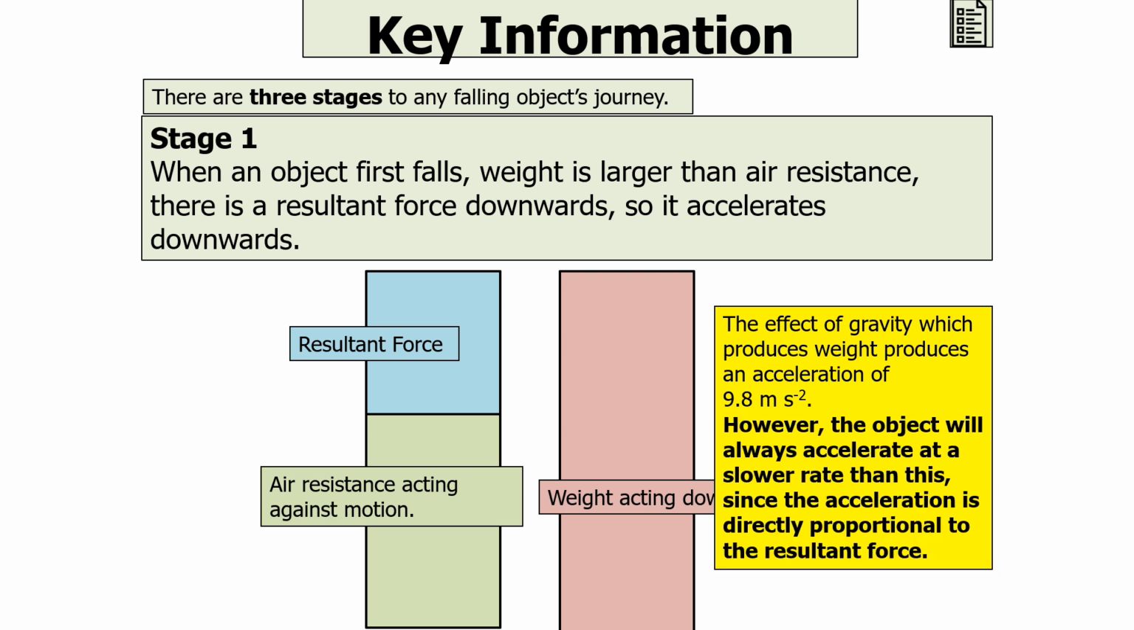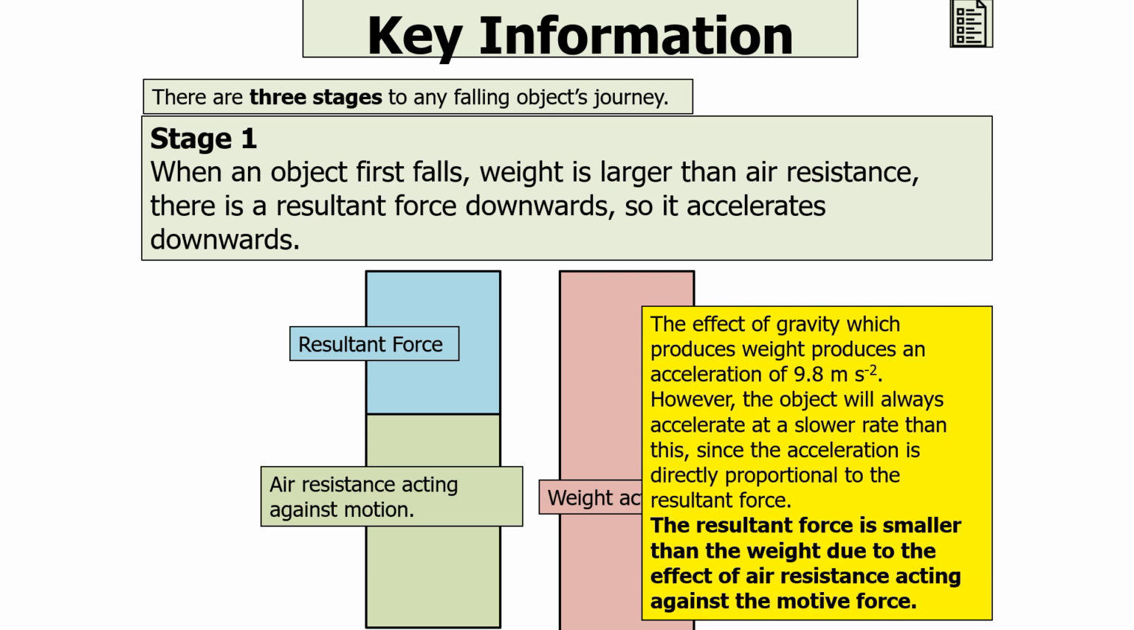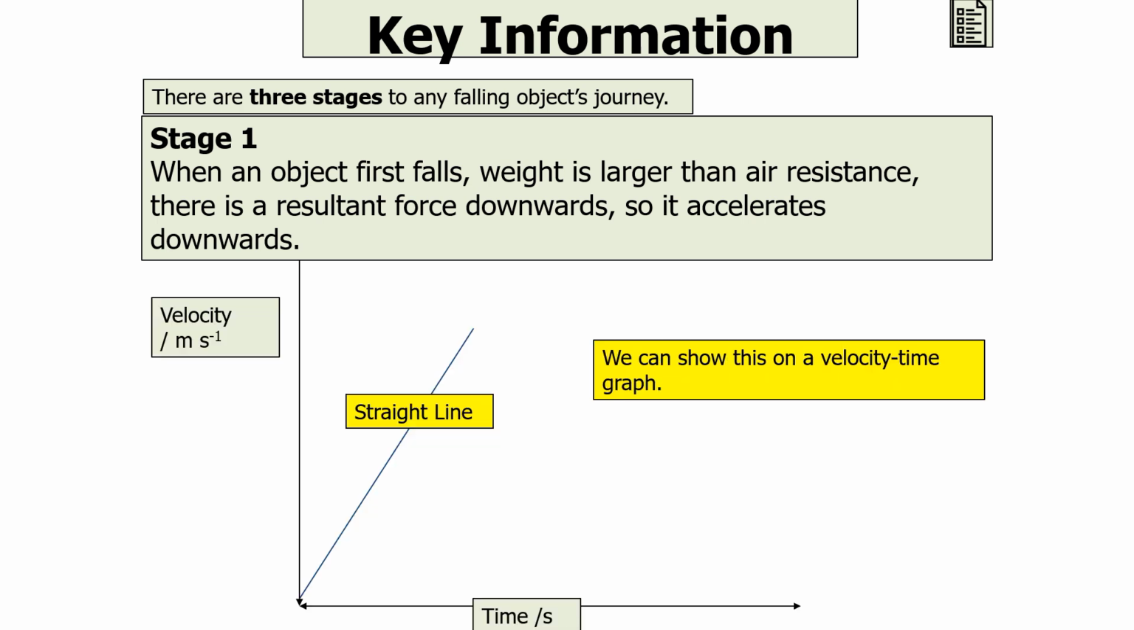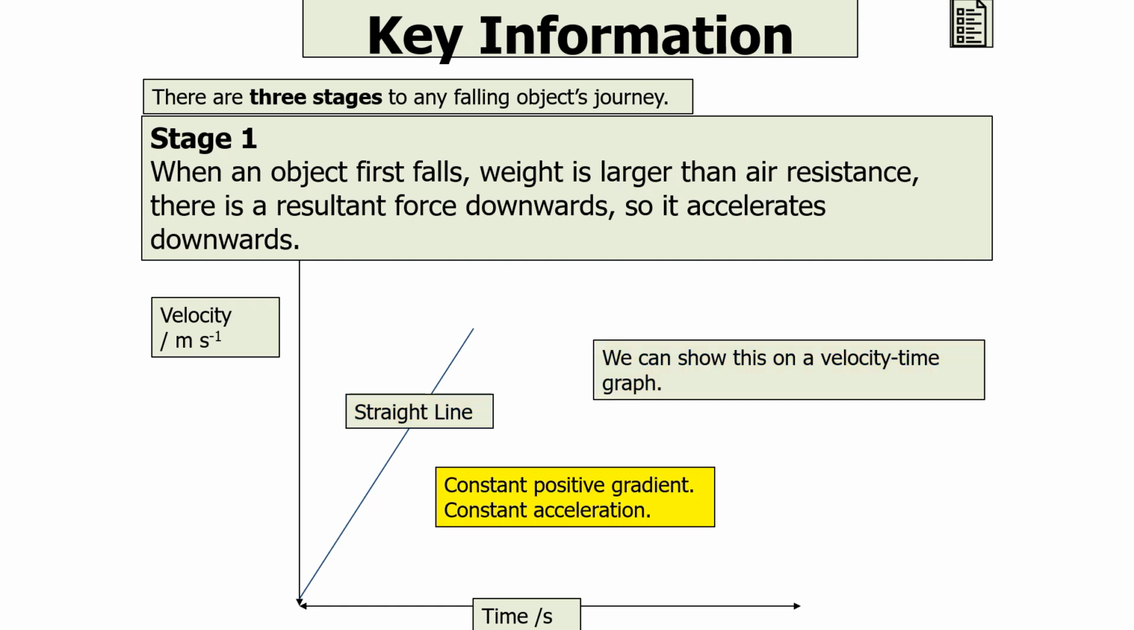However, the object will always accelerate at a slower rate than this, since the acceleration is directly proportional to the resultant force. The resultant force is smaller than the weight due to the effect of air resistance acting against this motive force. So we can see with our velocity time graph we have our straight line in our first section. So here we've got a constant positive gradient and we've got a constant acceleration.